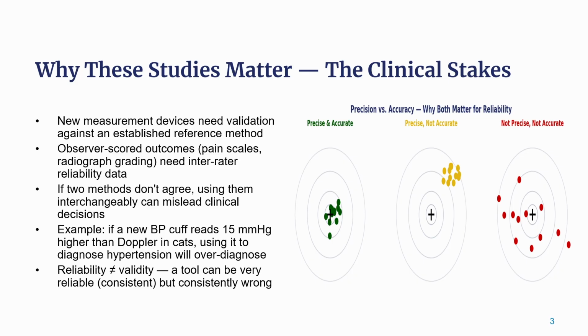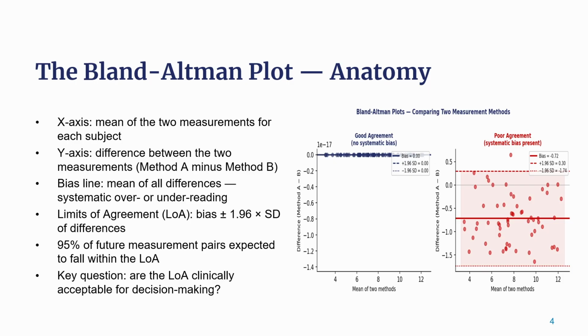This distinction between reliability, which is about consistency, and validity, which is about truth, is critical. A scale that always reads 2 kilograms too heavy is perfectly reliable, but not accurate. Both matter for clinical use. The Bland-Altman plot was introduced in 1986 specifically to address the limitation of using correlation to assess agreement, and now it's the required standard for method comparison studies.